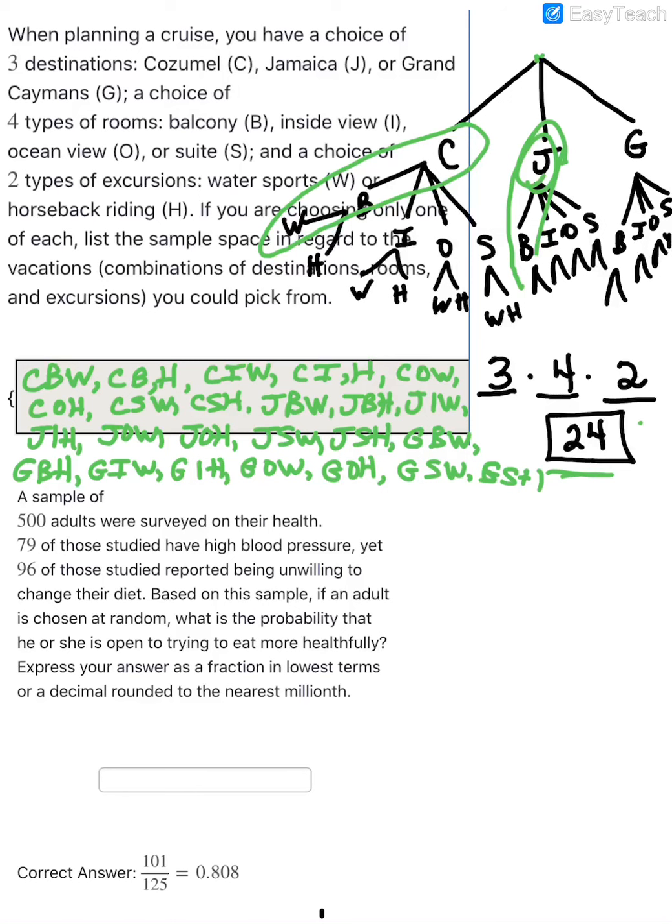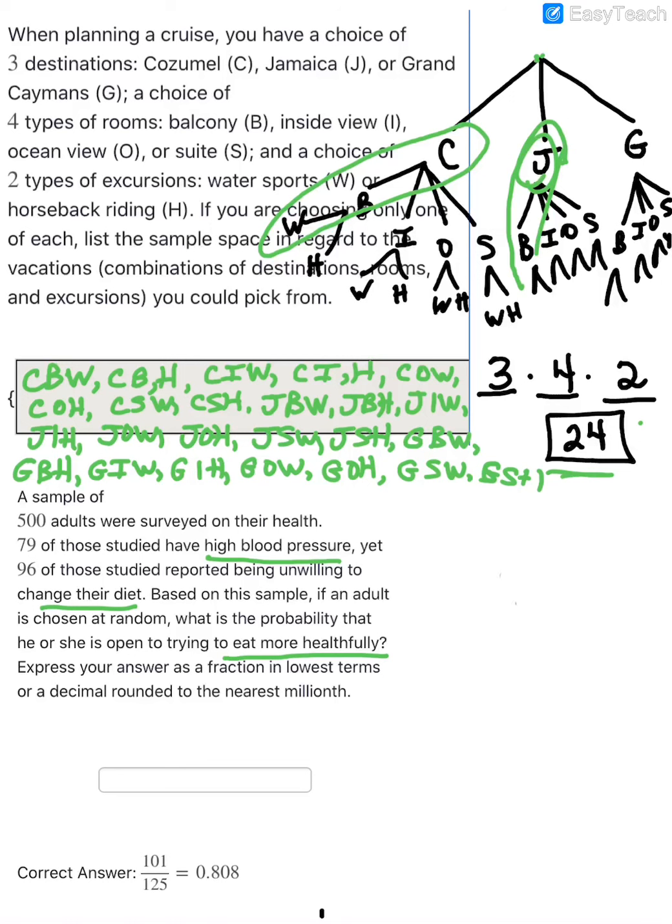Okay, on this second type of question, they are telling me I have a sample of 500 adults. They were surveyed on their health. It said 79 of those surveyed have high blood pressure, yet 96 of those studied reported being unwilling to change their diet. Based on this sample, if an adult is chosen at random, what is the probability that he or she is open to try to eat more healthfully? And we're going to express the answer as a fraction in lowest terms.